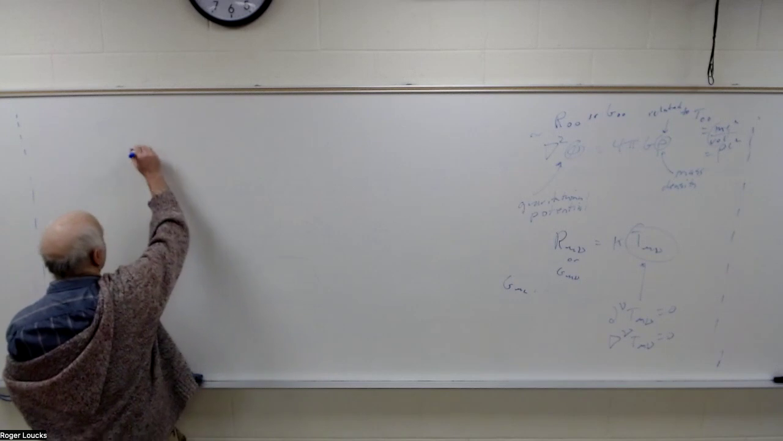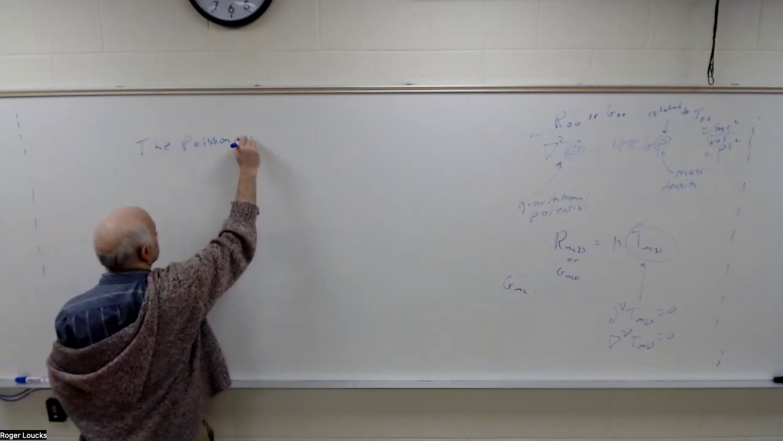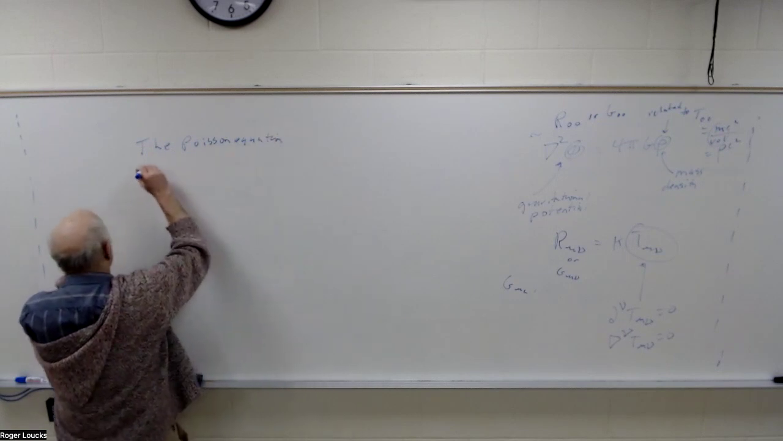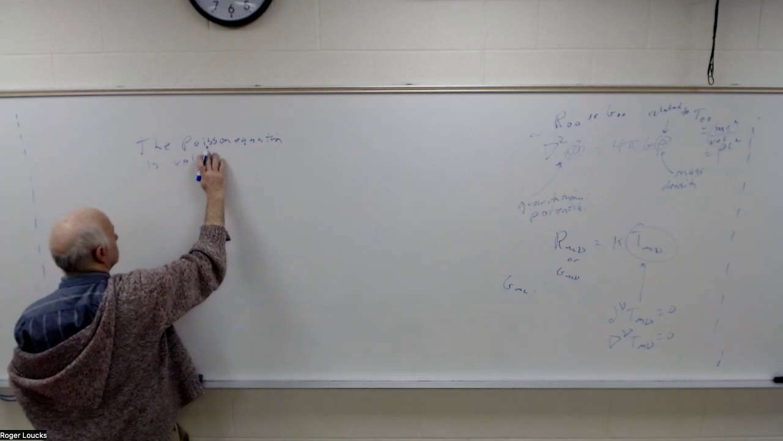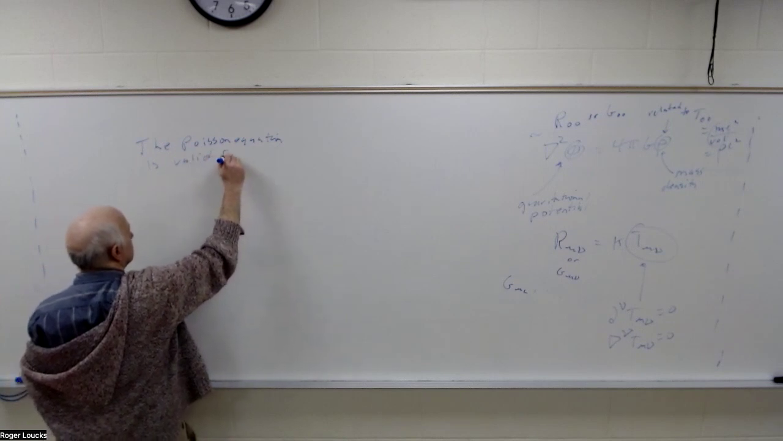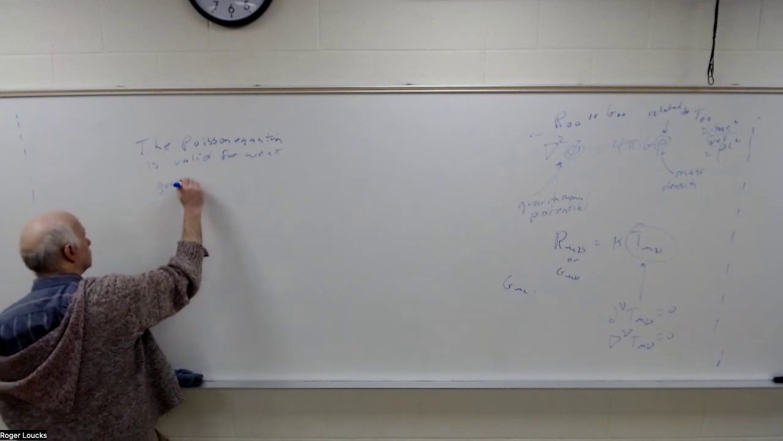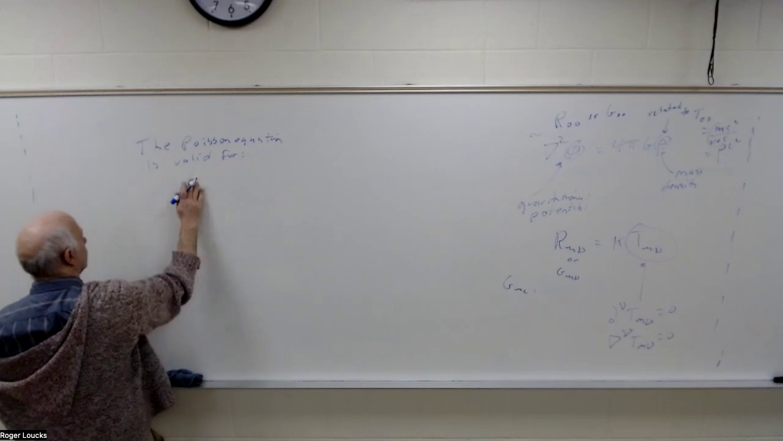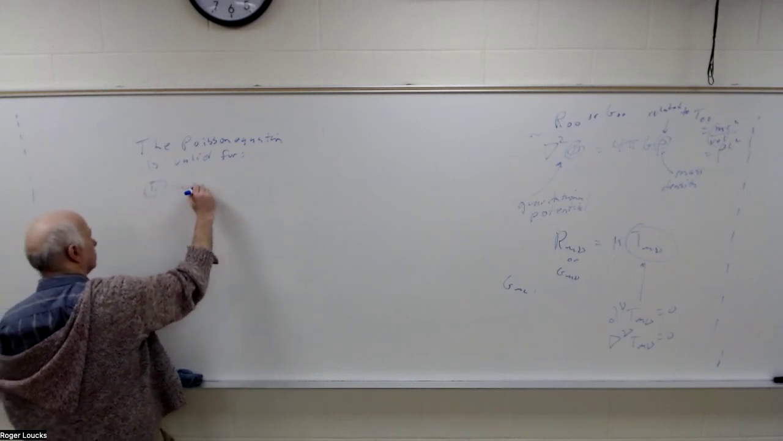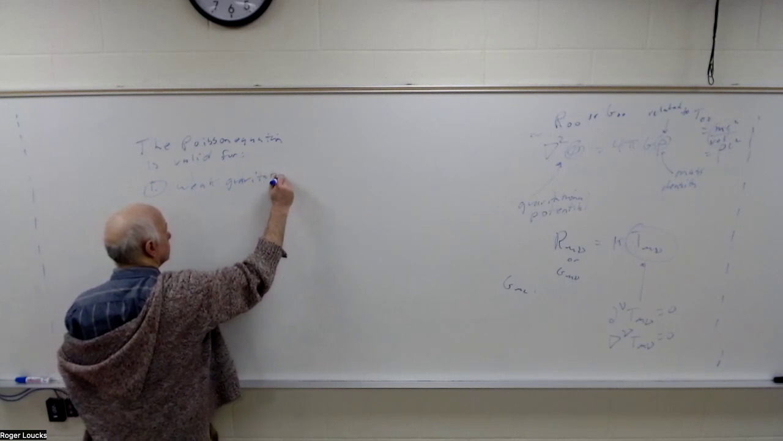So, the Poisson equation is valid for weak gravitational fields, and it's written as G mu nu equals K T mu nu.